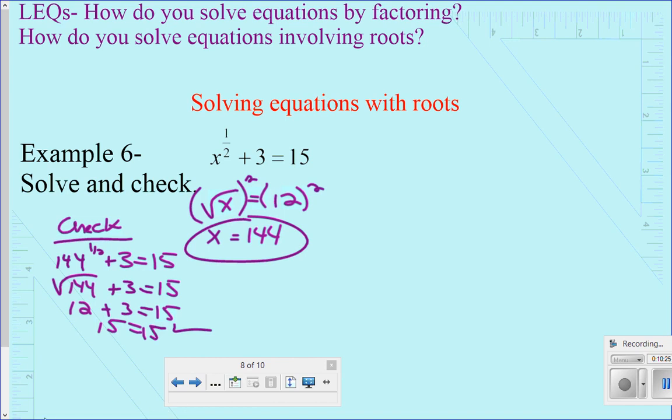Now, you only have to do the check if the problem had an even root. So x to the 1/2, x to the 1/4, 1/6, even roots. If they're odd roots, x to the 1/3 or the cubed root of x, x to the 1/5 or the fifth root of x, you do not have to do a check. Those extraneous solutions will only happen if it's an even root that you're trying to solve.